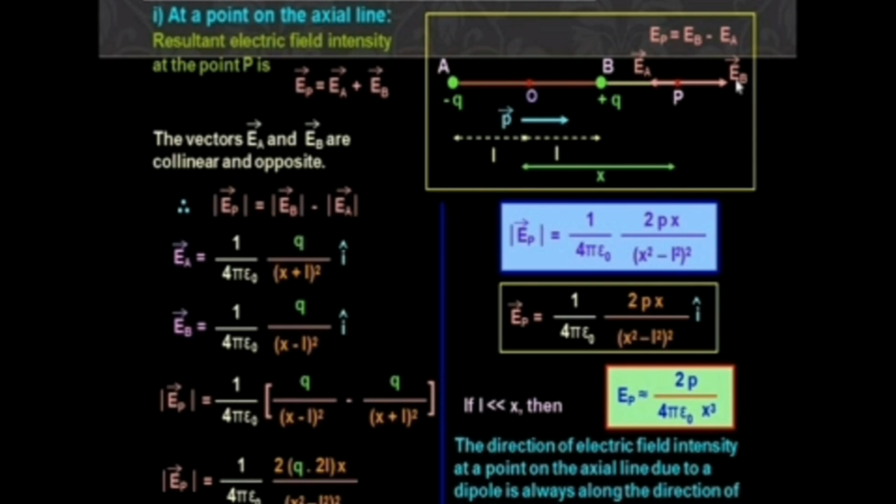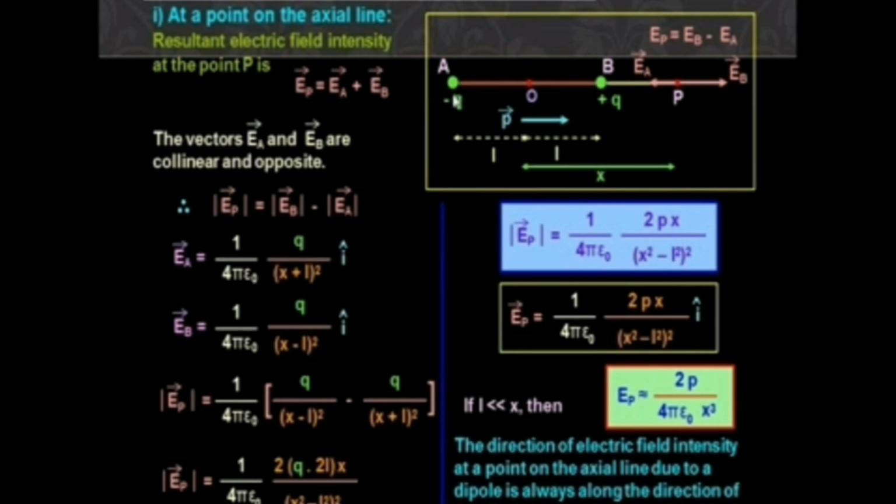So here EA and EB are the electric fields. A has the charge minus Q here. Minus Q means the electric field is acting towards the charge, you know that. For a positive charge, the electric field is acting away from the charge.